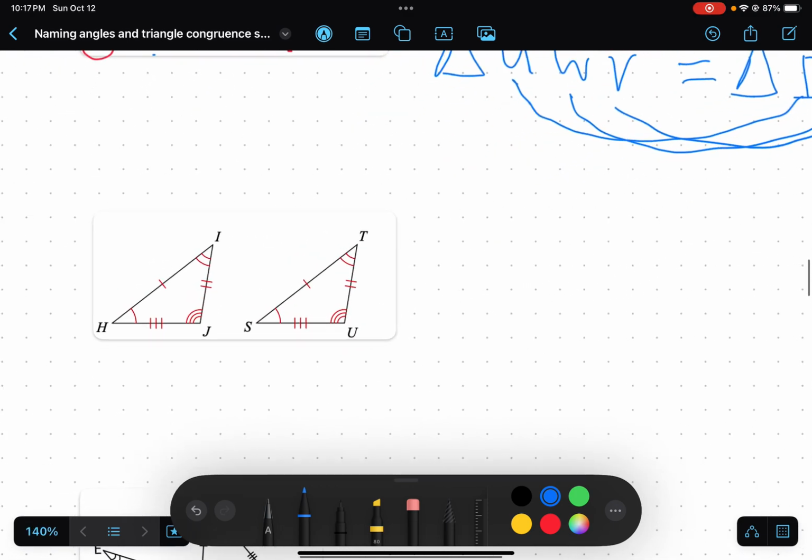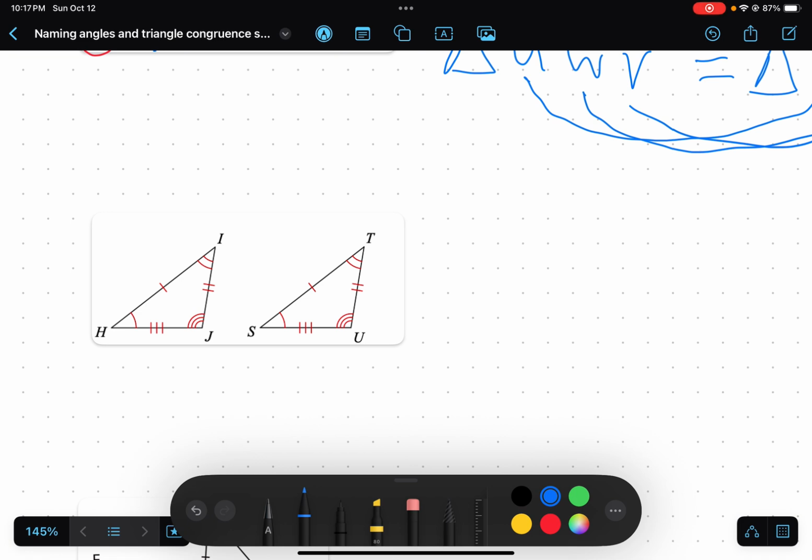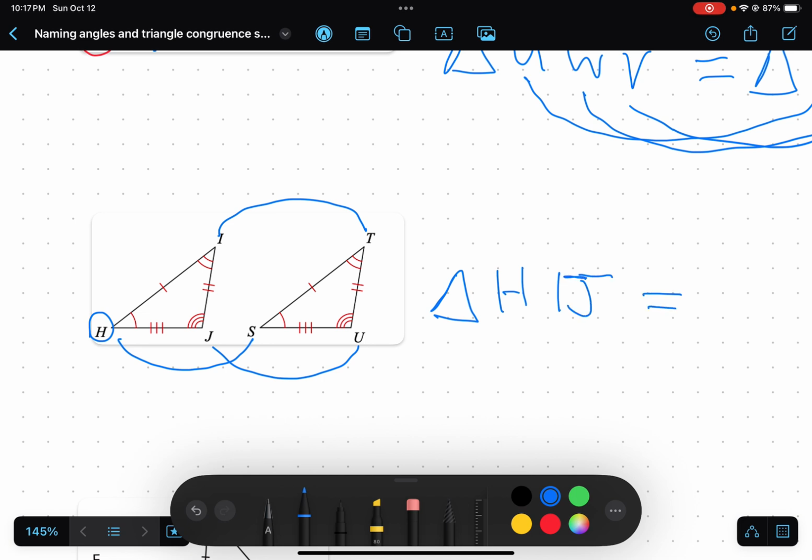So let's try writing one more. This one's easier because they already lined up the triangles for us. So I can see that H matches to S, I matches to T, and J matches to U. So triangle HIJ is congruent, and this is the symbol for congruent, an equal sign with a squiggle on top. HIJ is congruent to triangle STU. Again, there's more than one way to do it as long as the H and S line up, the I and T line up, and the J and U line up.